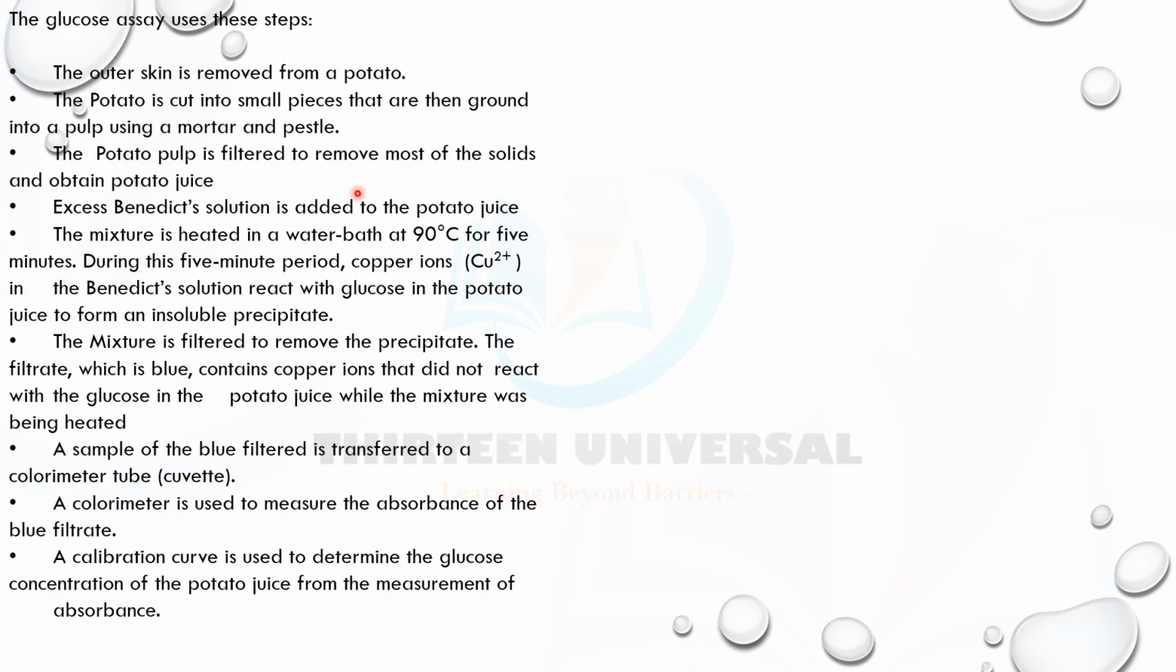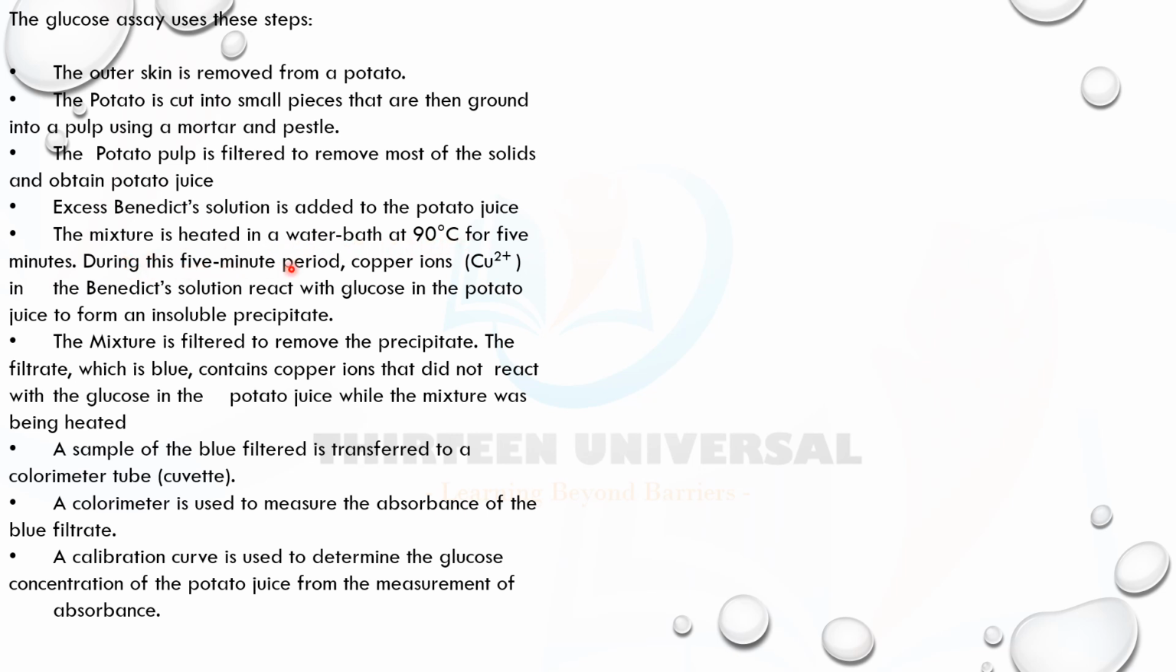So read and remember, it's a long read, guys. The glucose assay uses these steps. The outer skin is removed from the potato. The potato is cut into small pieces that are then ground into a pulp using a mortar and pestle. The potato pulp is filtered to remove most of the solids and obtain potato juice. Excess Benedict solution is added to the potato juice. The mixture is heated in a water bath at 90 degrees Celsius for 5 minutes.